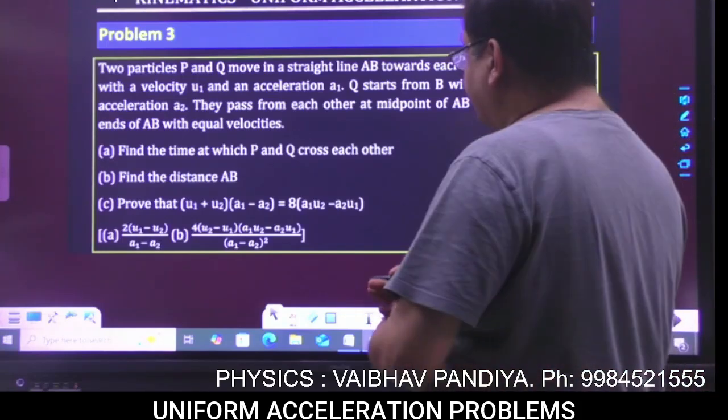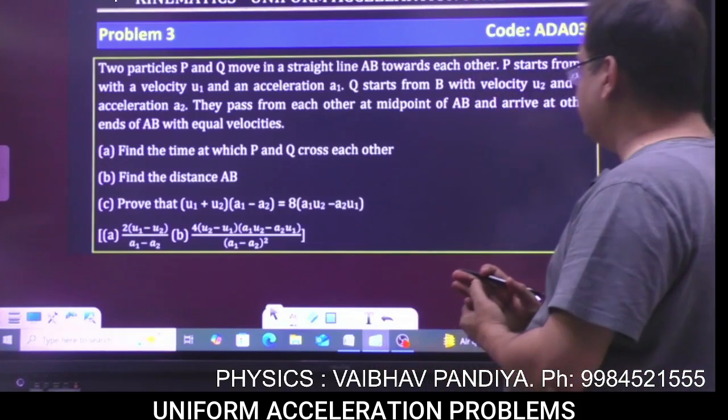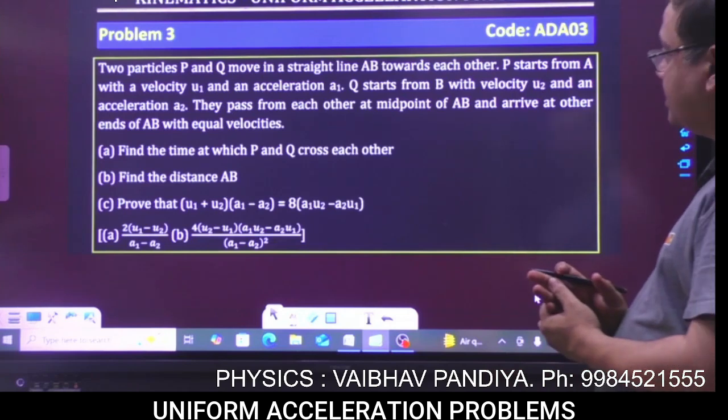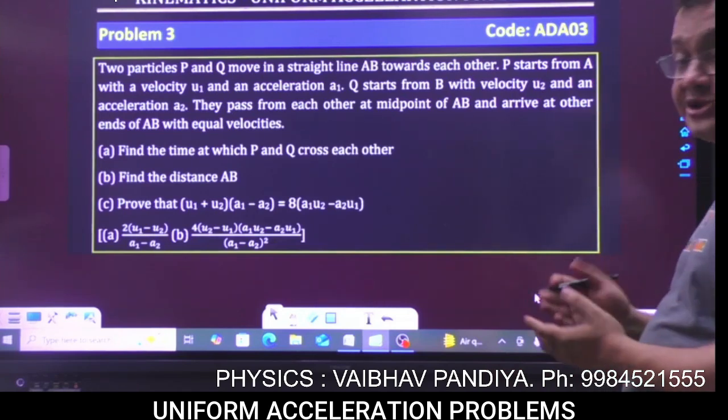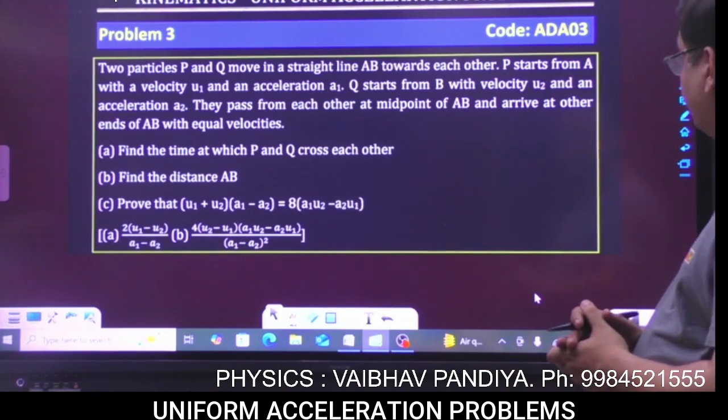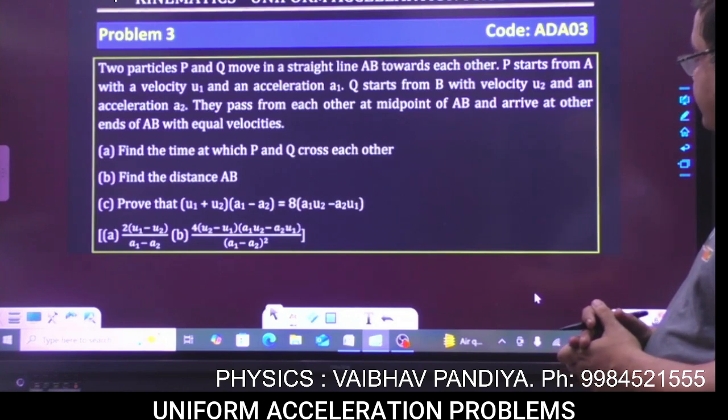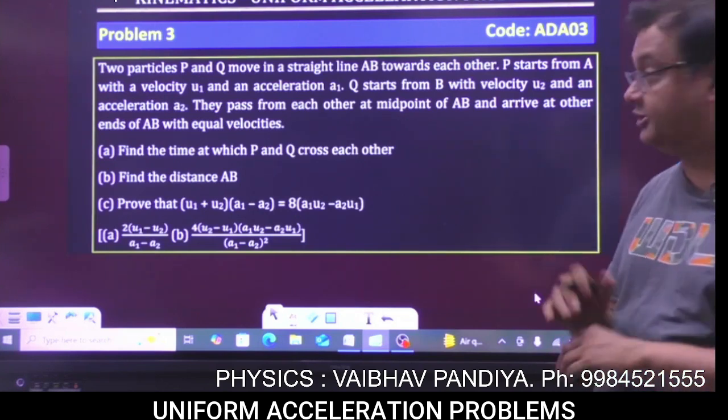Problem 3. Two particles P and Q move in a straight line AB towards each other. P starts from A with a velocity u1 and an acceleration a1. Q starts from B with velocity u2 and an acceleration a2. They pass each other at the midpoint of AB and arrive at the other ends, B and A, with equal velocities.